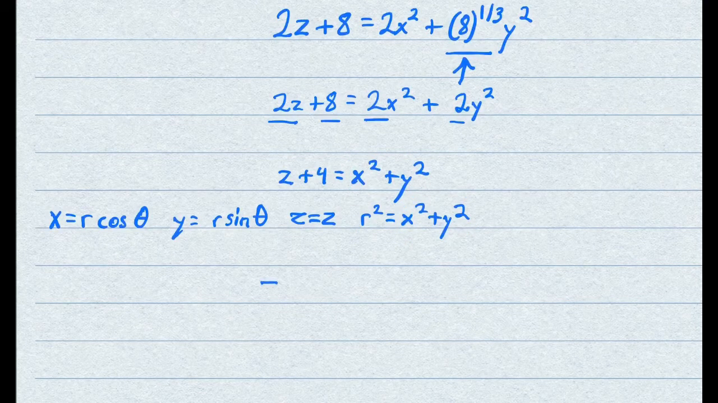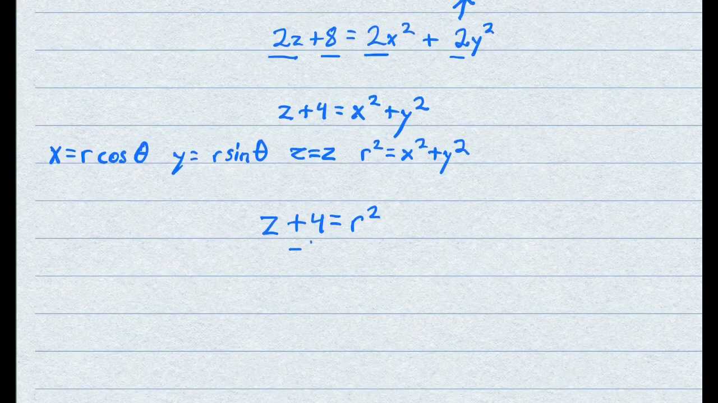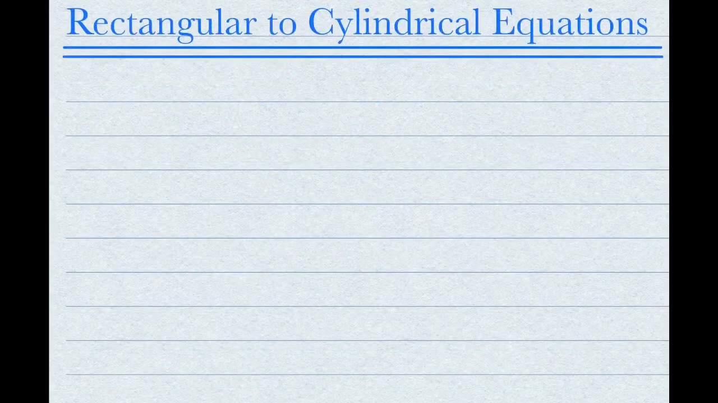So let's just do that down here. Z plus 4 equals r squared, because r squared equals x squared plus y squared. So now, let's just go ahead and subtract the 4 from both sides. And that's your equation here. That's as far as you can go. So this is going to be your answer. Let's go ahead and do one more problem now.